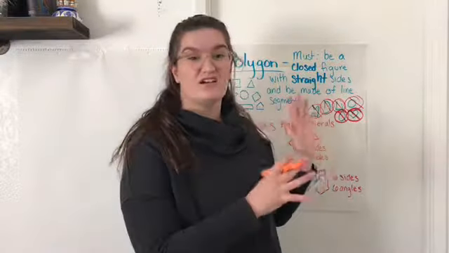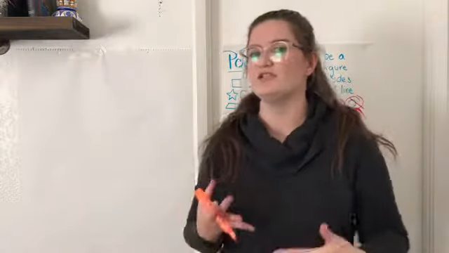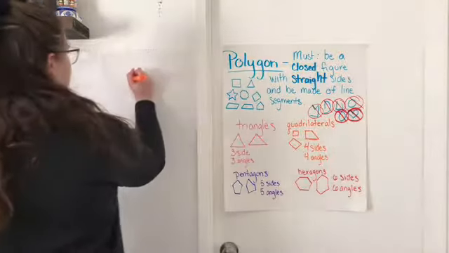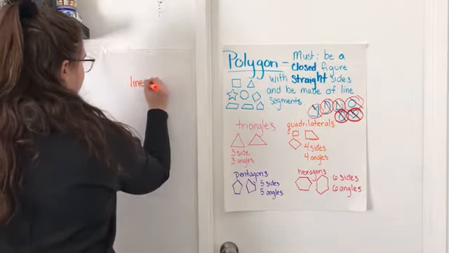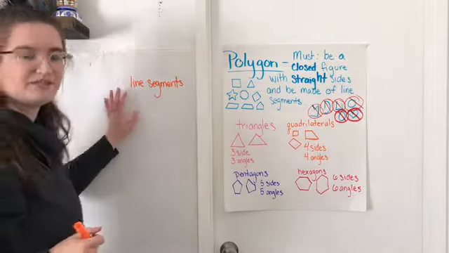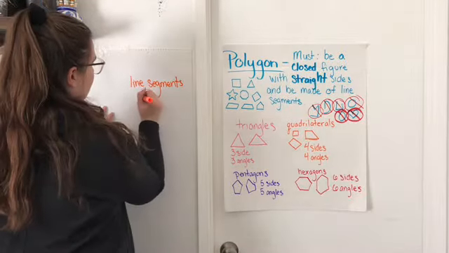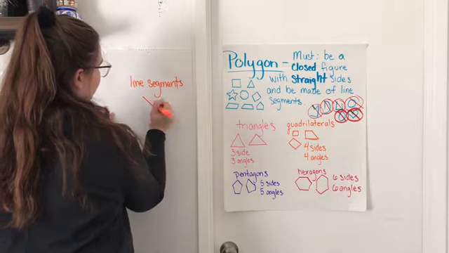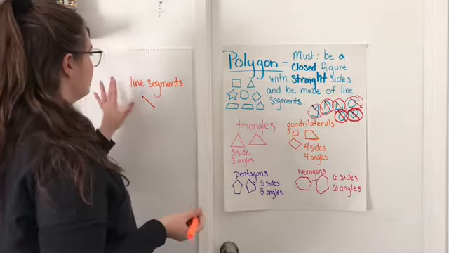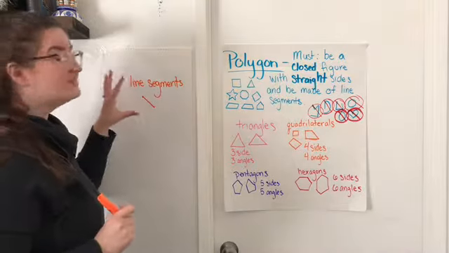Before we get started on all of this, we're going to do a little review and talk about a few things that you might have seen in some other videos. The first thing I want to talk about is line segments. You should know what a line segment is. A line segment is a straight line that has a beginning and an end. Polygons are made up of line segments.